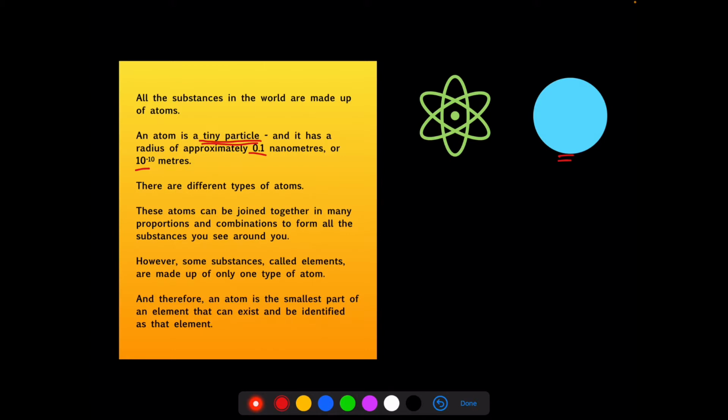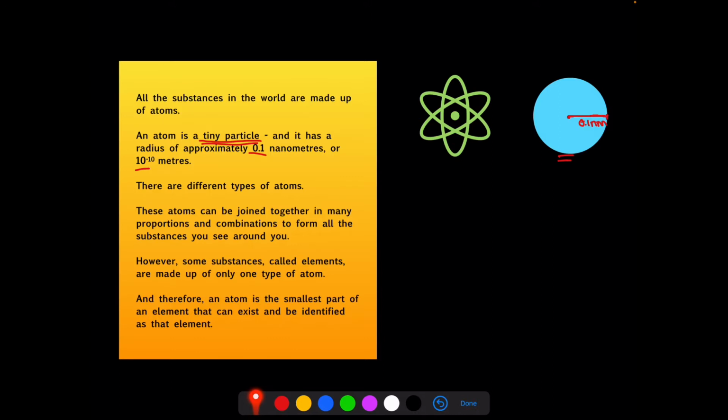So what does that mean? That means the radius, the distance from the center of this particle to the outer edge, is 0.1 nanometers, and that is basically 10 to the power of minus 10 meters. If you don't know the scale conversions of nanometers to meters, I highly recommend you go and look at that and familiarize yourself. It's very important, not just in chemistry, but in all sciences and math, definitely.